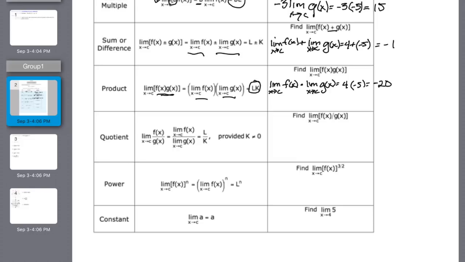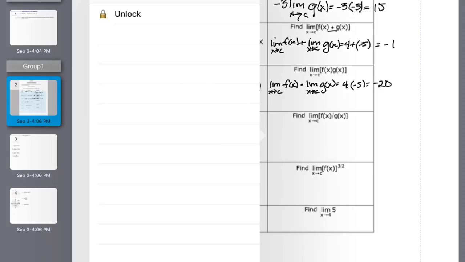Okay, so the quotient rule says that if the limit of f of x and the limit of g of x, of course, exist, and the limit of g of x is not equal to 0, which is important because then we'd be dividing by 0, we can look at them independently and then divide them at the end. So for instance, if we have the limit as x approaches c of f of x over g of x, we can take the limit.